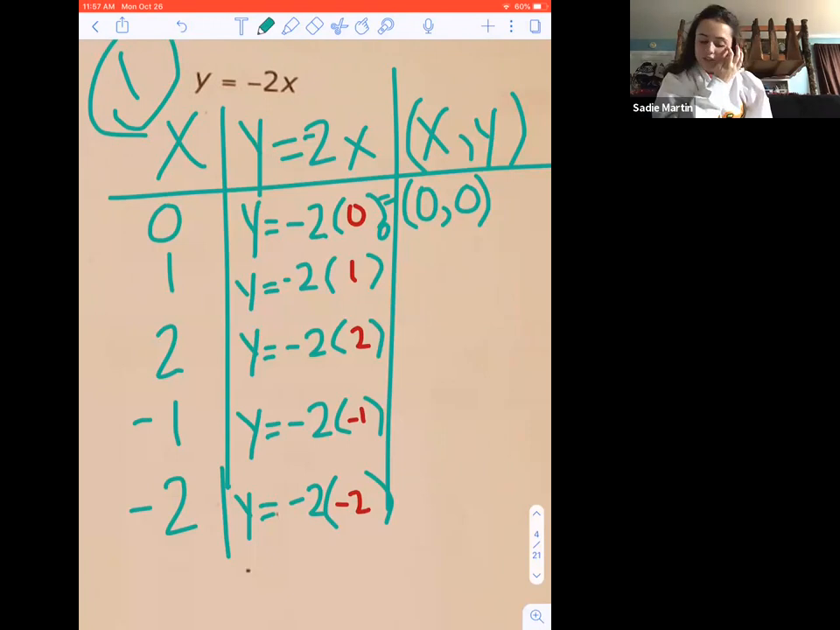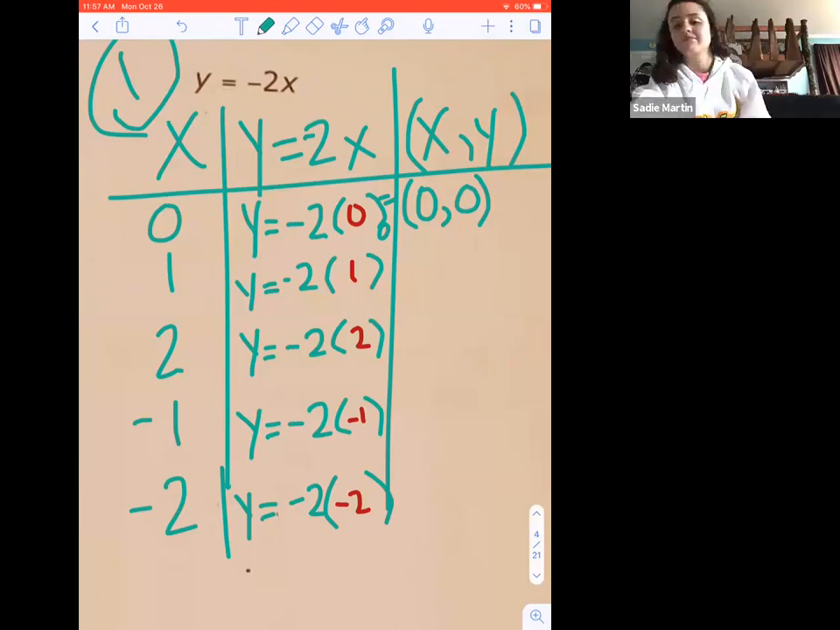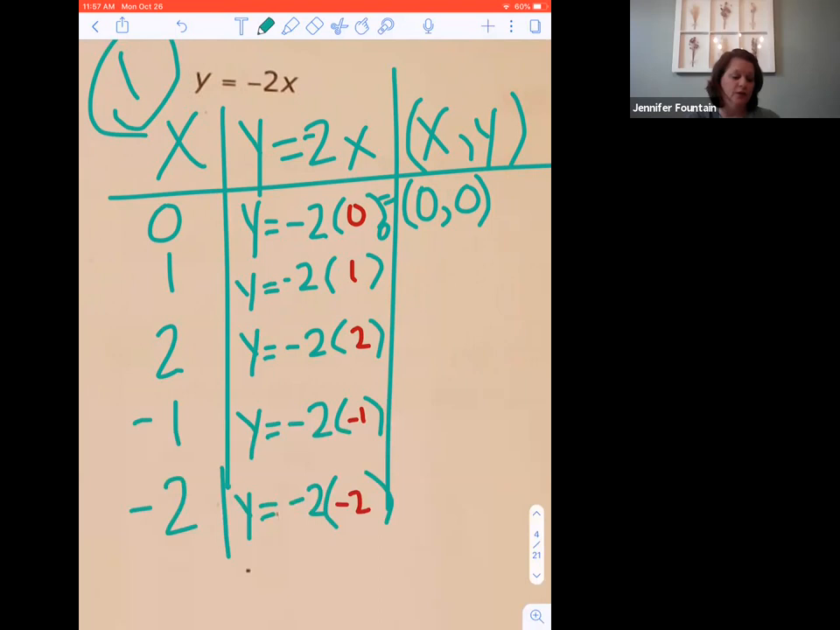Miss Jennifer, is it supposed to end up in a straight line? Because mine didn't. Okay, so look back. Look and see, did you incorrectly graph something, or did you make a calculation error? I probably made a calculation error. Okay, so go back and check and see if you can figure out where.